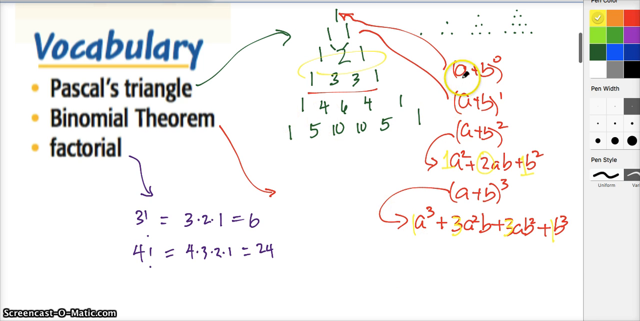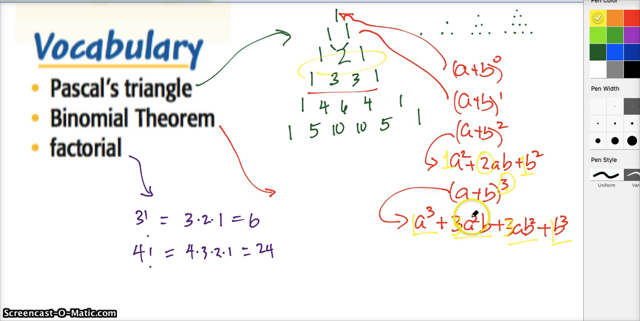Let's think about what's happening with the exponents. Notice we had 2 A's here. Now we've got an A and a B, and then 2 B's here. And here we've got 3 A's, 2 A's and a B, an A and 2 B's, and then 3 B's. It looks like the A is descending while the B is ascending. So the first variable descends in power. It will take on the power that the binomial is being raised to, and then we're going to make sure that each term has that degree.